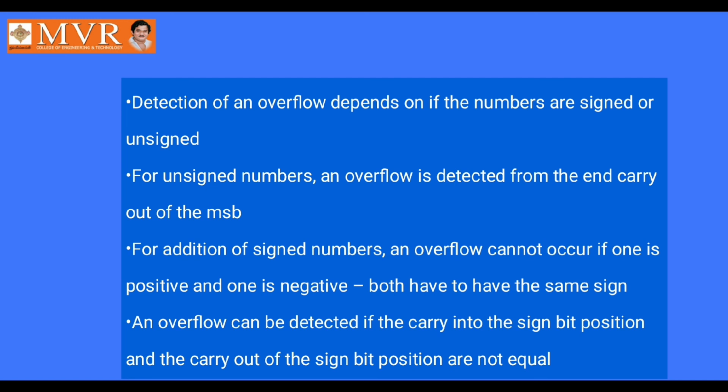For unsigned numbers, an overflow is detected from the end carry. As I told, two positive numbers are there. Two positive numbers, just now the example 24, 92. The end carry will be the overflow.